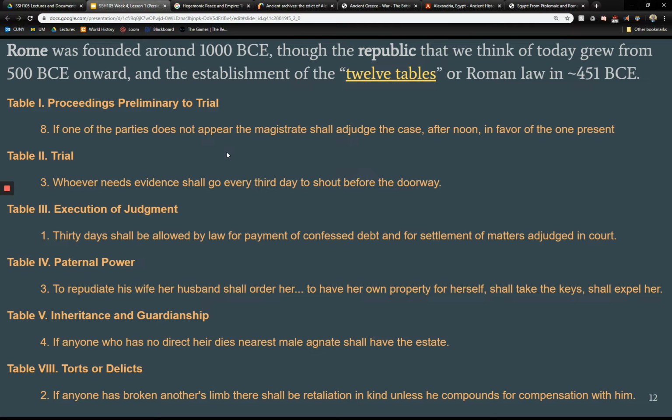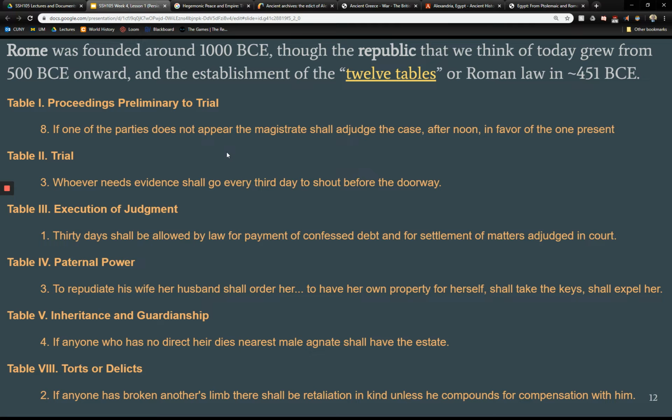I've included a few of them here. These are just individual examples from these tables. There are 12 tables, and I'm not showing you all of them. Within them, some have a dozen laws, or a dozen chunks of these tables, that they use to create their legal system. So let's go ahead and read a couple of these.